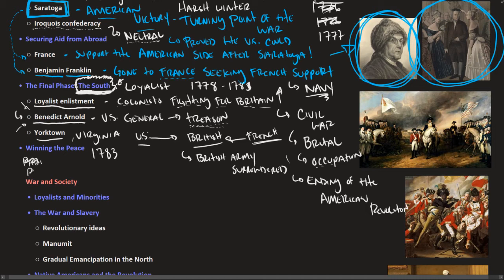Oops, the Peace of Paris. Unfortunately, all of these treaties are called the Peace of Paris. Paris was a very popular place to sign treaties back in the day. It dictated some pretty important conditions for the U.S. side. Number one was territory, or land.